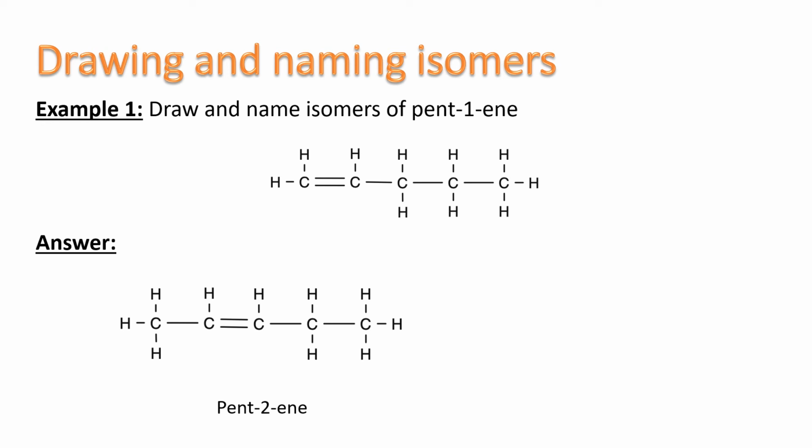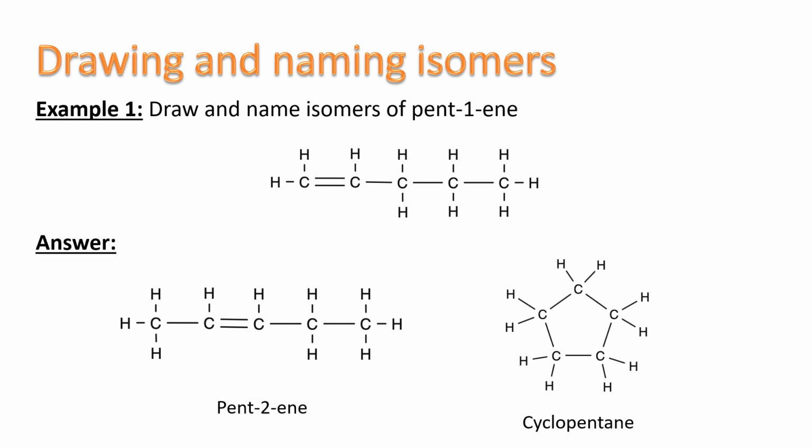Another rule we learned was that alkenes and cycloalkanes are isomers of each other, so we could also have had cyclopentane. Now these are not the only 2 isomers of pent-1-ene, but this is just to show you an example of changing the position of the double bond and going from an alkene to a cycloalkane. So all 3 of these molecules have the same molecular formula, but different structural formula. They're all isomers of each other. Okay, so again, get this copied down.